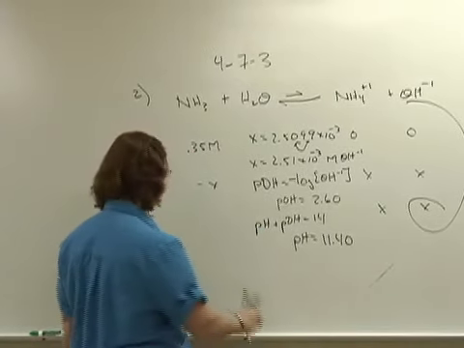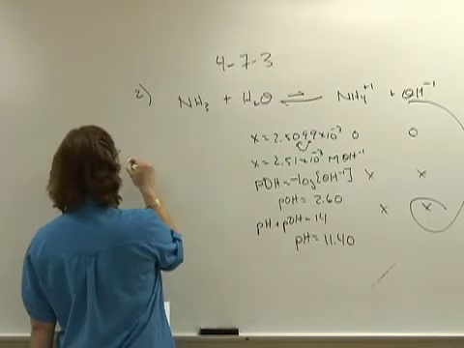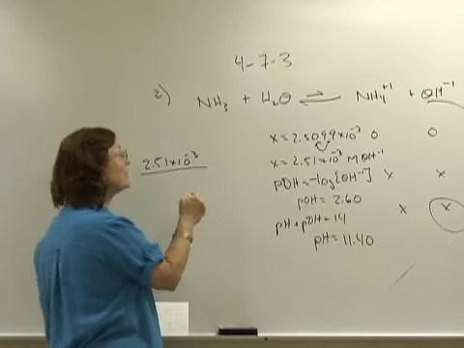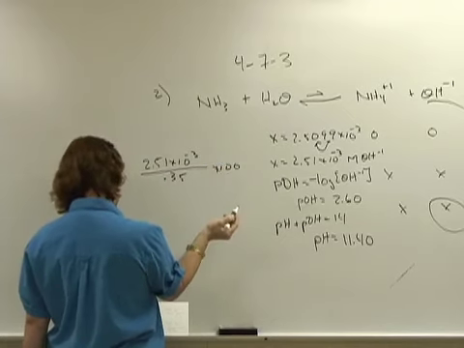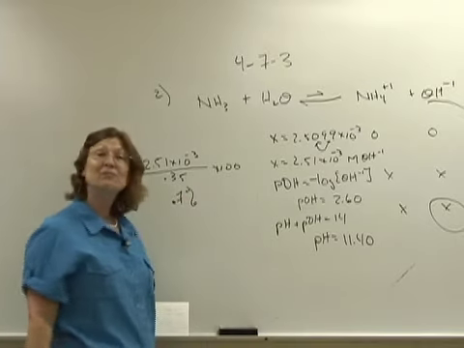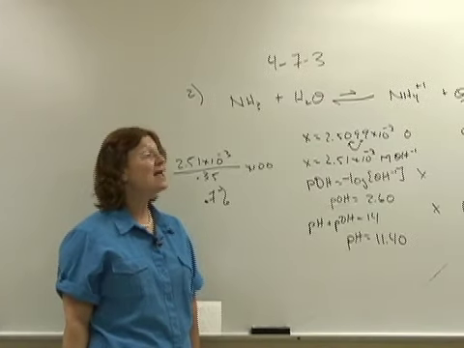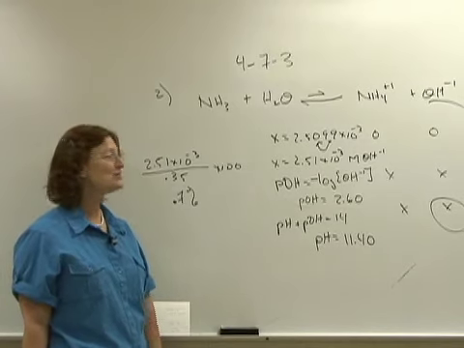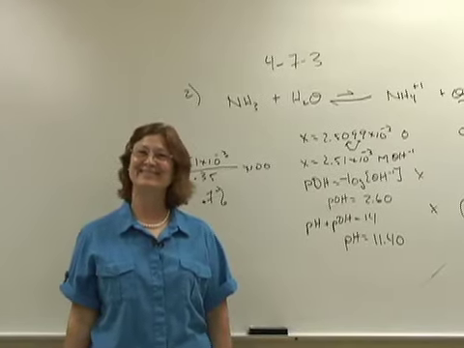Now I must also find the dissociation percentage here, and I take the amount that was dissociated, my 2.51 times 10 to the negative 3rd, divided by my original amount that I had, which was 0.35, times 100. And when I do this, I see that I get 0.7% dissociated. Again, we're safe. We can use the 5% rule. It's less than 5% dissociated, and therefore we're okay not subtracting it and not using the quadratic equation. And that's how you do number 2.